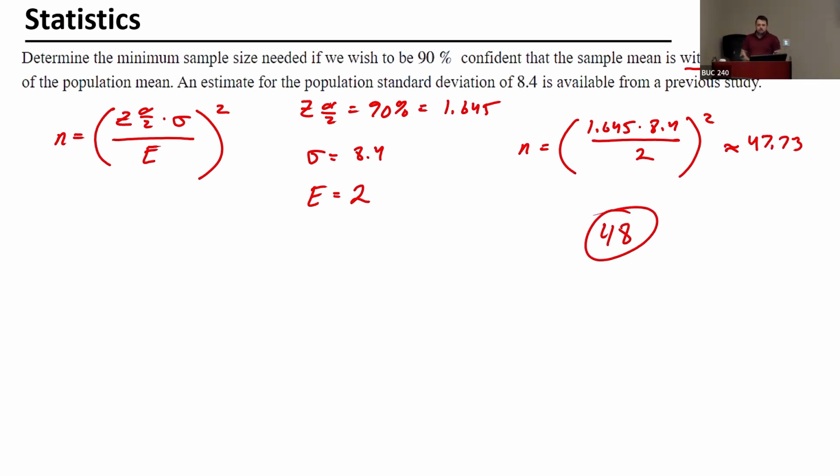So the minimum sample size I need to take to be 90% confident from a population is only 48 people. That's not a lot. Huh? You expect it to be a lot more. Okay. How do you feel about that?